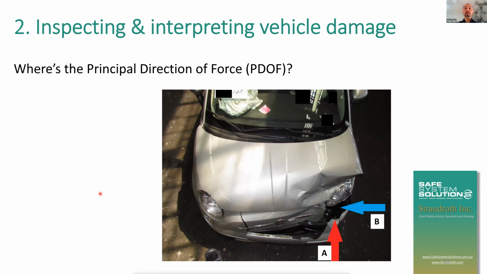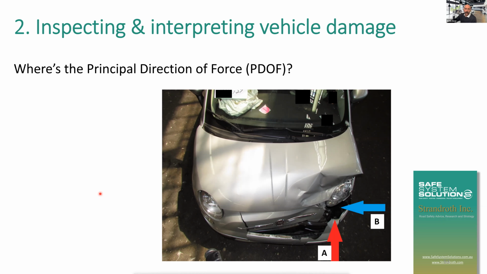Okay, so now we've walked through quite a number of examples of vehicle crashes, and this is another pop quiz to start you focusing on your vehicle inspection eyes. So my question here is, which direction is the principal direction of force? So this is the direction where the other vehicle has impacted this vehicle.